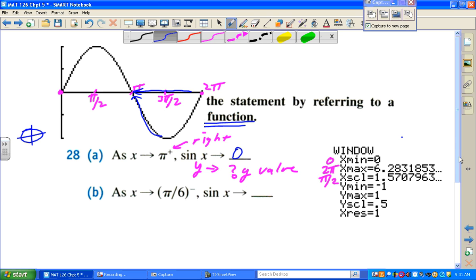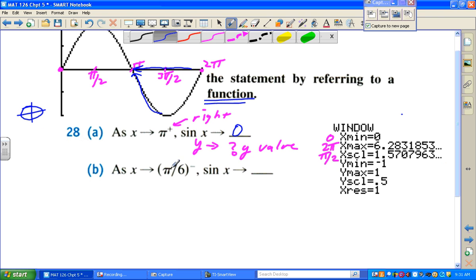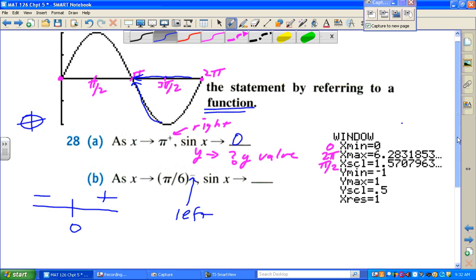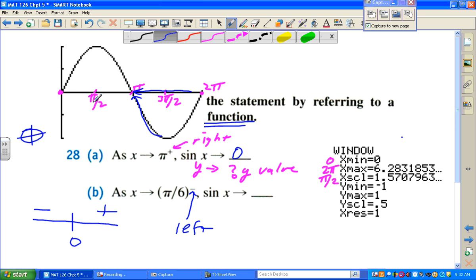On the second one, as x is approaching pi over 6, and this negative means from the left. Some kid goes, I never know what it means. Well, look, on a number line, what's on the right side of 0? Positive or negative numbers? Positive. On the left side, what's negative? So negative means from the left, positive means from the right. So we're going the other way, only we're approaching pi over 6 this time, which is right about here.